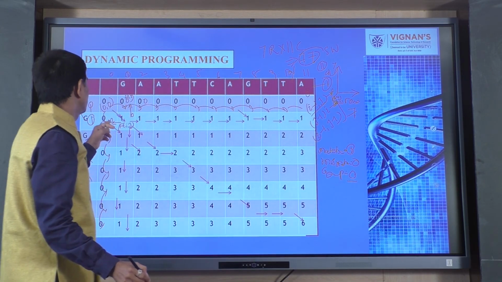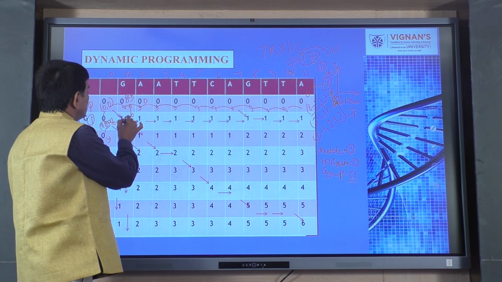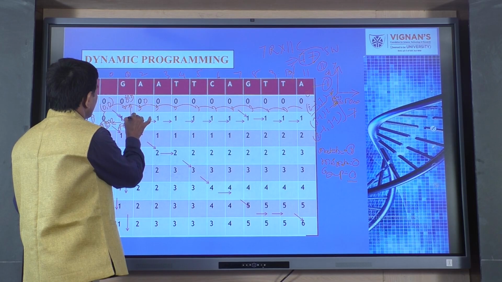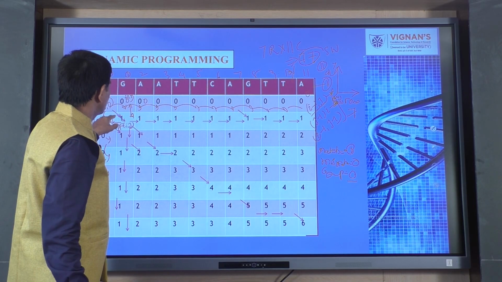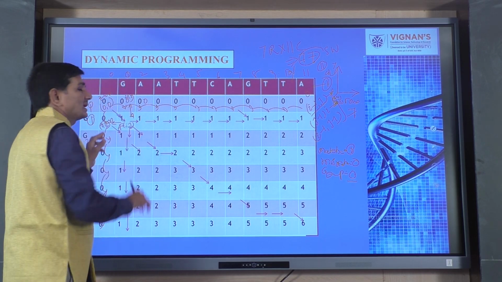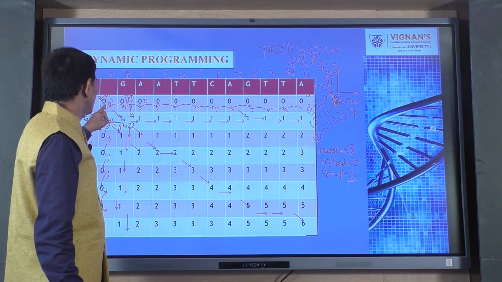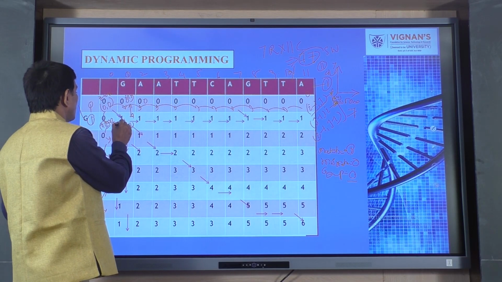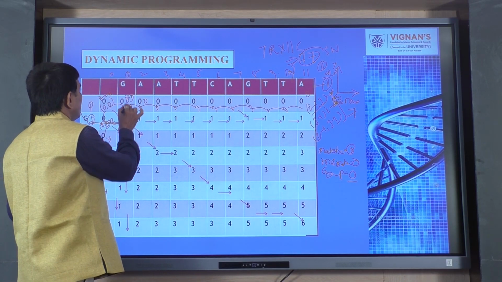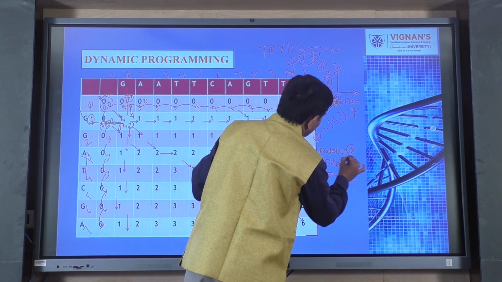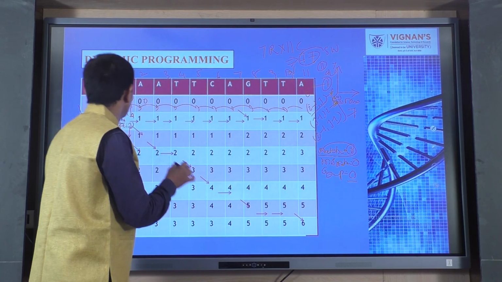So, it is 0, 0 minus 1 minus 1, and then the diagonal box. So, the address of the diagonal box is I minus 1 comma j minus 1. So, the value in I minus 1 comma j minus 1 is 0. Then, the row coordinate is g, column coordinate is g. So, g versus g is a match. So, 0 plus 1 is 1.